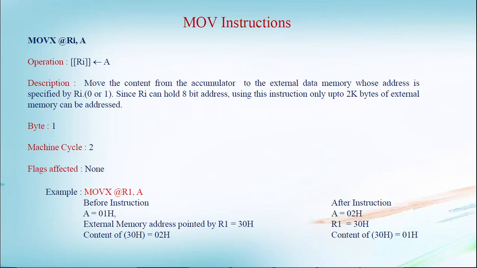Next, MOVX @Ri comma A. It means move the content from the accumulator to the external data memory whose address is specified by Ri, that is 0 or 1. It requires 1 byte and 2 machine cycles. Example, MOVX @R1 comma A. It means the content of A will move into the external memory location addressed by R1.